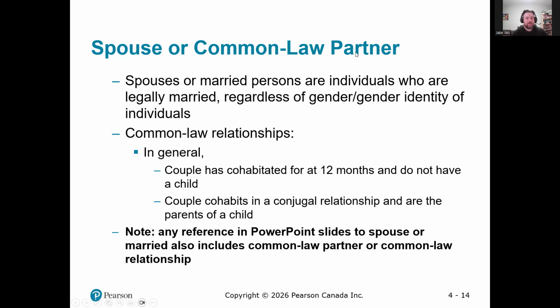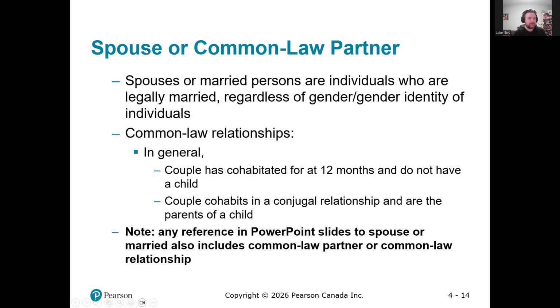Common law partners are people who are in a relationship, not married, but do live together. They are common law if they cohabitate for at least 12 months, or a year. But once they have a child, if they're in a conjugal relationship and have a child together, they're immediately common law. There's no 12 month waiting period. So if you move in with someone you're dating, after a year, you are considered common law.